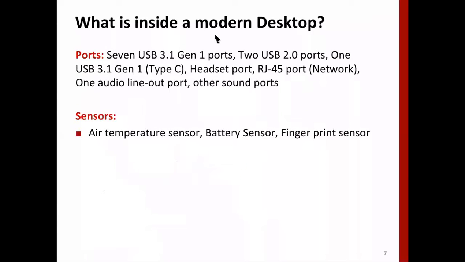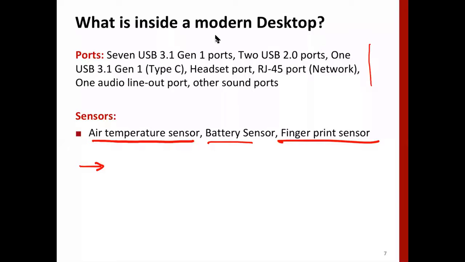Then the desktop will have a number of ports to connect IOs, and then there are sensors, right? Because as we discussed in the last class, temperature is one of the constraining factors. If the temperature of a part of a chip or different chips goes up significantly, then the system will malfunction. So that is to be monitored continuously, and based on that, various parameters are to be adjusted, say operating voltage or clock frequency, etc. Now, the number of sensors in a desktop is only a few. For example, air temperature sensor, battery sensor, and fingerprint sensors.